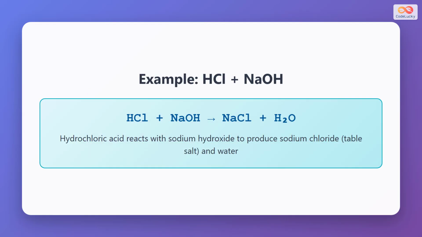Let's look at a concrete example. When hydrochloric acid reacts with sodium hydroxide, they produce sodium chloride and water. Hydrochloric acid plus sodium hydroxide yields sodium chloride plus H₂O. The sodium chloride produced is actually common table salt, the same salt we use in cooking. This shows how neutralization reactions can create familiar everyday substances.